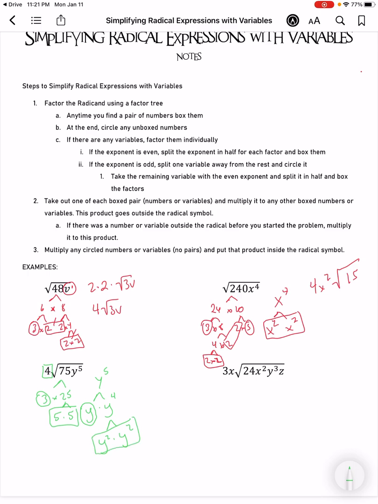Okay, again, anything that's boxed, I'm going to multiply together. So I have a 4 times 5 times y squared on the outside, and then underneath I have a 3 and a y. 3 times y. So when I write that in simplified form, 4 times 5 is 20y squared times the square root of 3y.